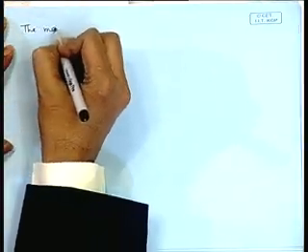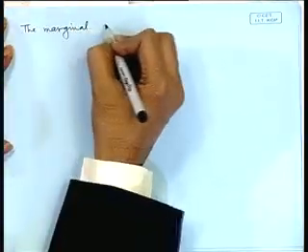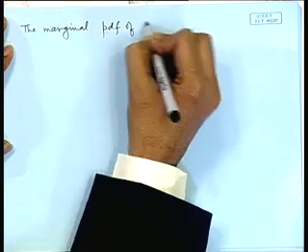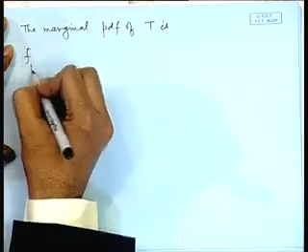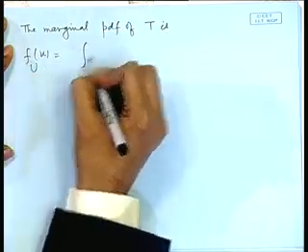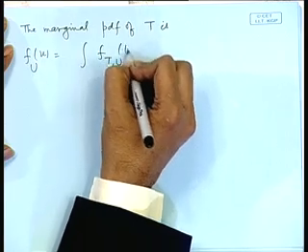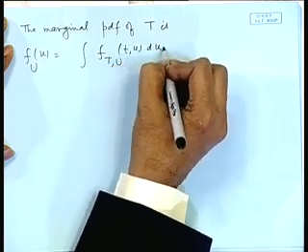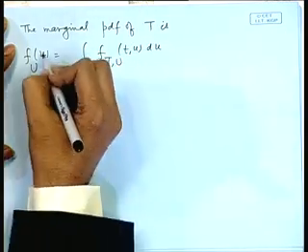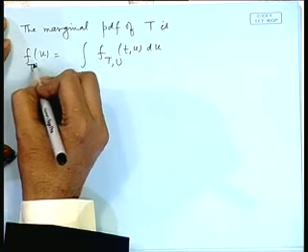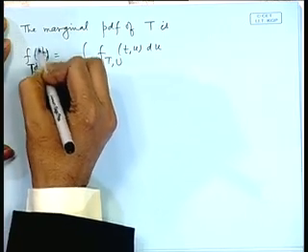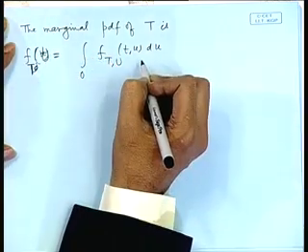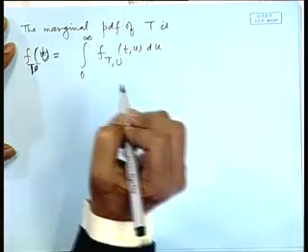the marginal probability density function of t, let me call it f t, that is integral f t u du from 0 to infinity. I had written it wrongly before; this is f t.